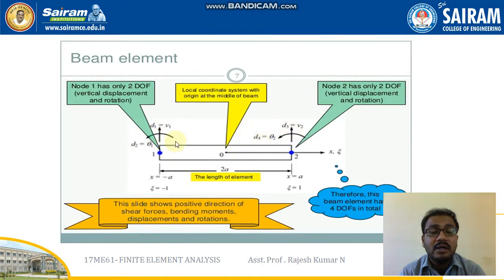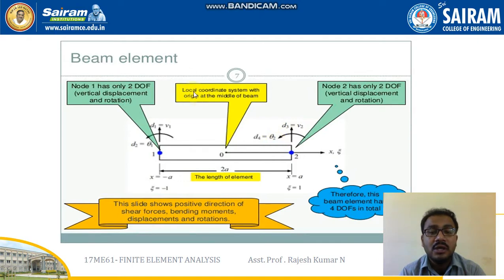Once again, at each node there will be a vertical transverse load and also a slope. So I will define them as V1 and theta 1, V2 and theta 2. The load acting upwards is always considered positive, and the rotation of slope, if it is happening in the anti-clockwise direction, is considered positive. Here you can see that node 1 has only 2 degrees of freedom, that is the vertical displacement and the rotation. Similarly, node 2 has only 2 degrees of freedom, again V2 and theta 2, a vertical displacement and rotation.